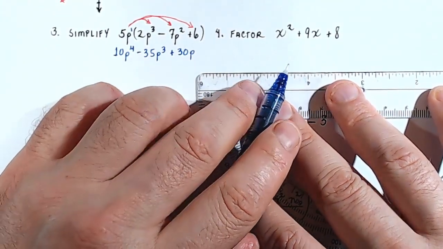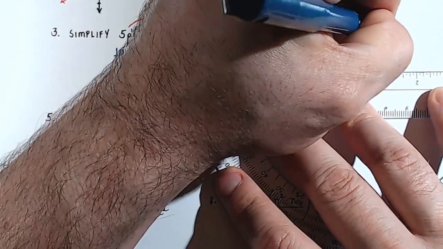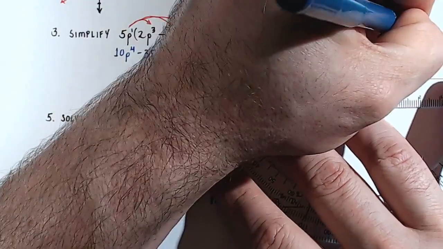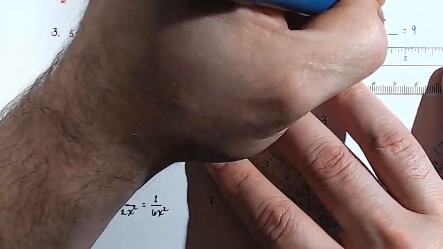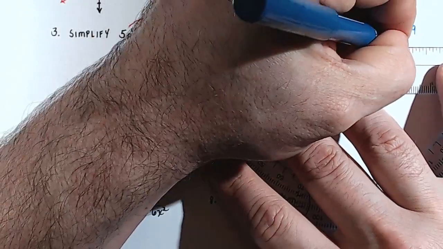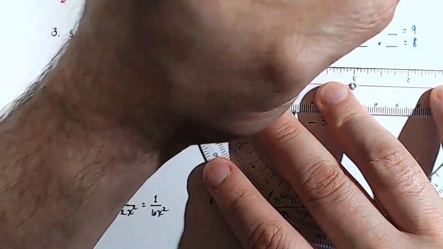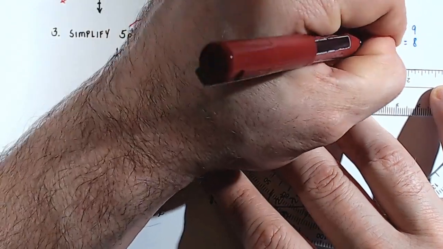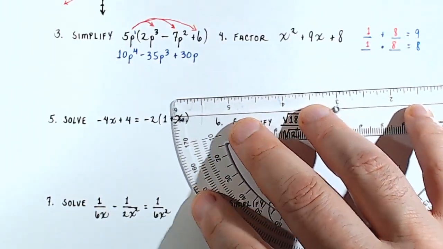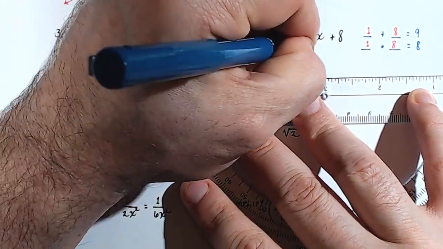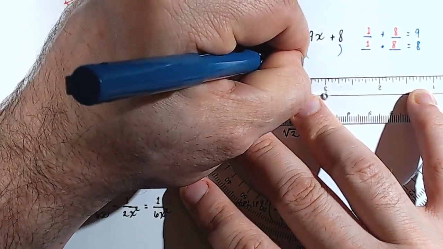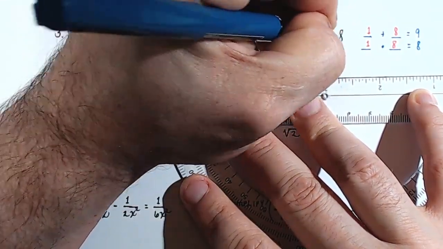Number 4, factor x squared plus 9x plus 8. What we're looking for are two numbers that add together to give me the middle term, 9, and we need those same two numbers to multiply together to give me the last term, 8. And so those numbers are 1 and 8. 1 plus 8 is 9, and 1 times 8 is 8. So they're both positive. When I write my factor pairs here, I'll have x plus 1 times x plus 8.